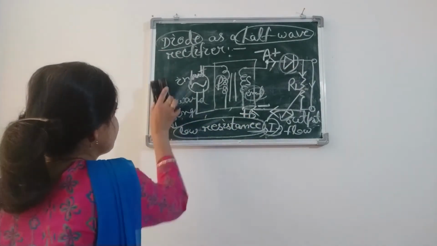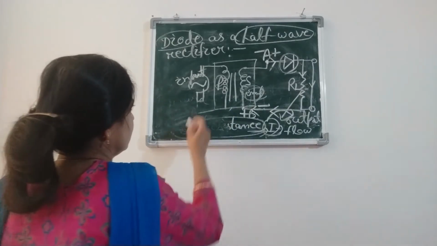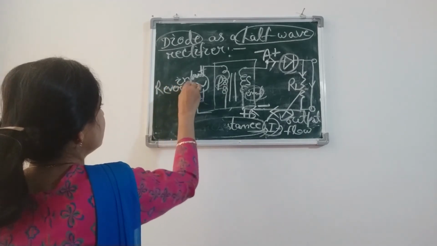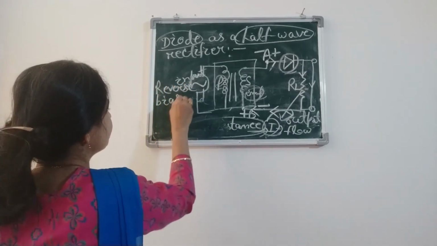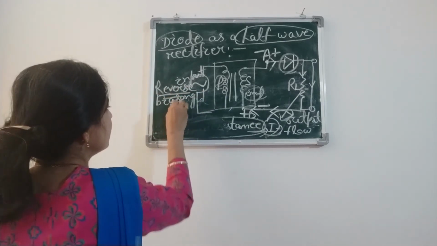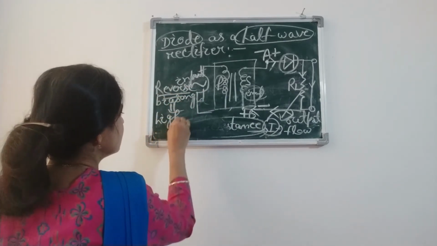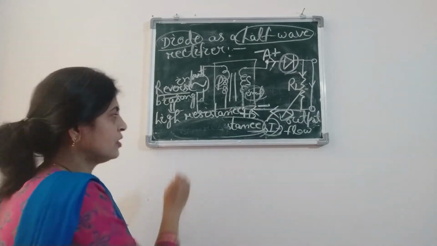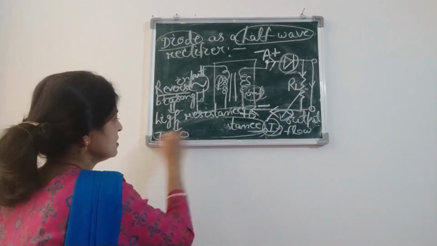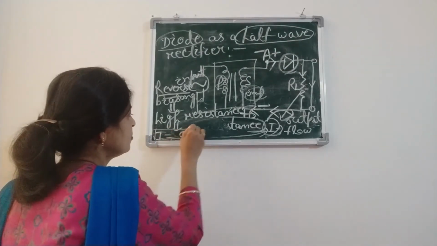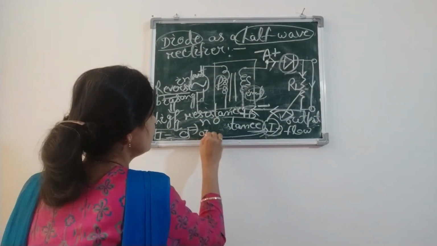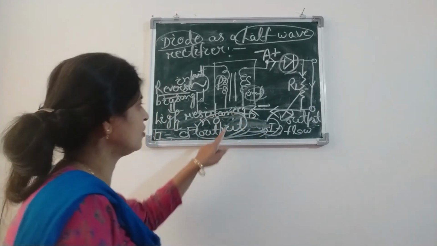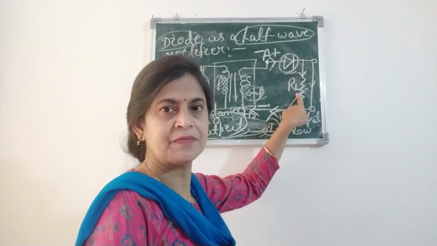Or you can say during this time the PN junction diode will work in reverse biasing. Reverse biasing means it will offer high resistance. High resistance means no current will flow, or you can say I is equal to 0. I is equal to 0 means no output will be obtained through the load resistance.